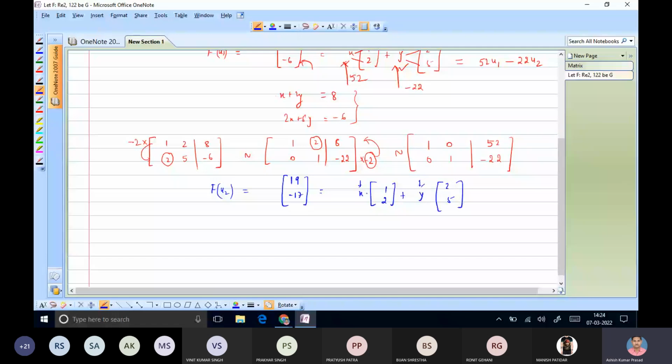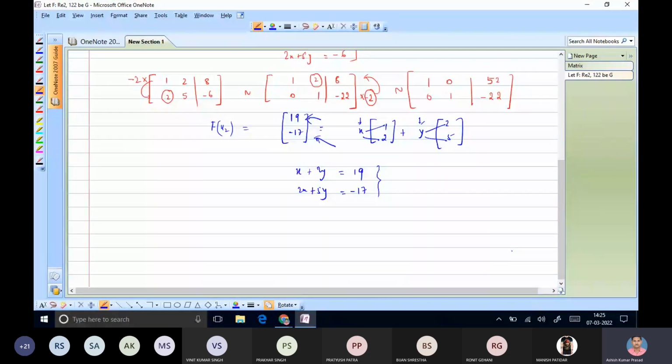So let's see again, x into 1 is x, y into 2 is 2y, and that should be equal to the first component, that is 19, and again x into 2 is 2x, plus y into 5 is 5y, and that should be equal to minus 17. So I got my system of equations. And once I have my system of equations, I will apply the Gauss elimination technique. So I write the coefficients 1, 2, 19 and 2, 5, minus 17, right?